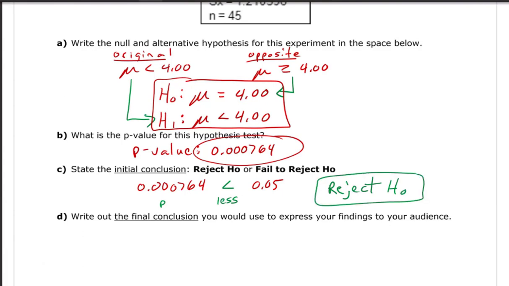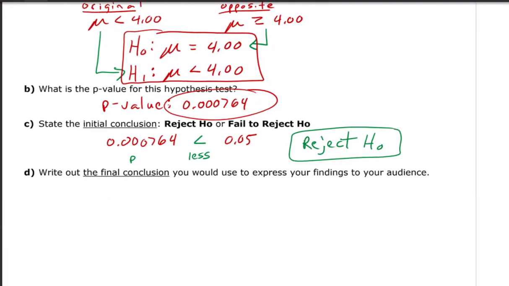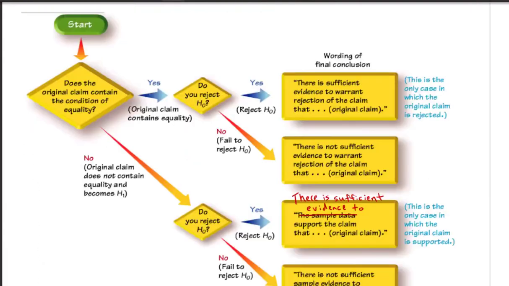And to get your final conclusion, just make sure you can follow your flowchart when you're trying to word this out. We're going to go to our flowchart on the previous pages and figure out which path we're going to follow. So since we're back at our flowchart now, we're going to look and see, does the original claim contain the condition of equality? Well, the original said we have mean less than 4 megabytes per second. So no, the original claim did not have the equality, and then we reject. We actually ended up rejecting the null hypothesis.